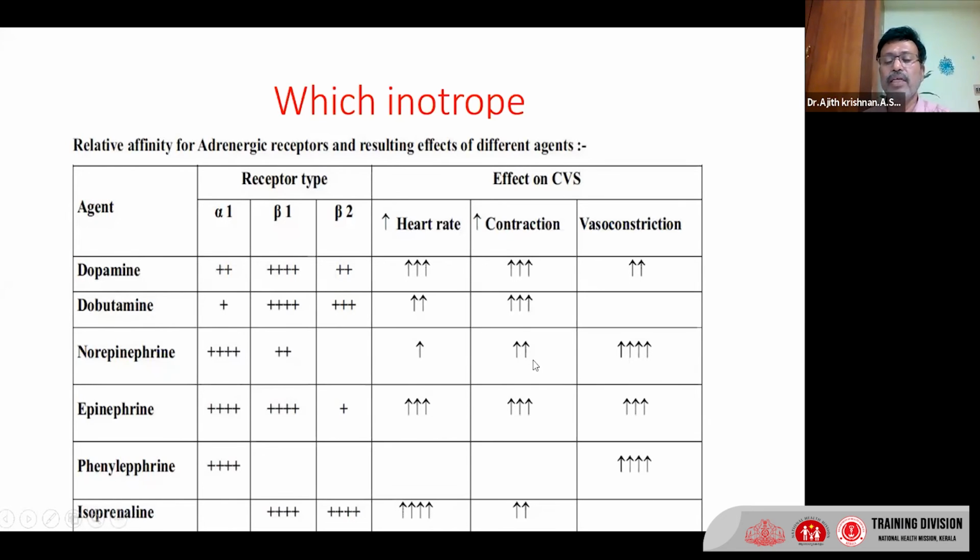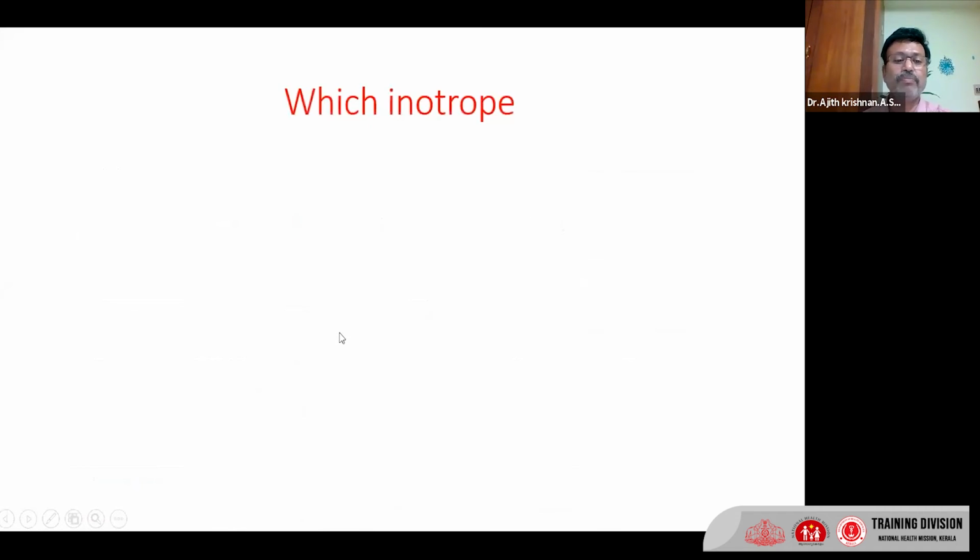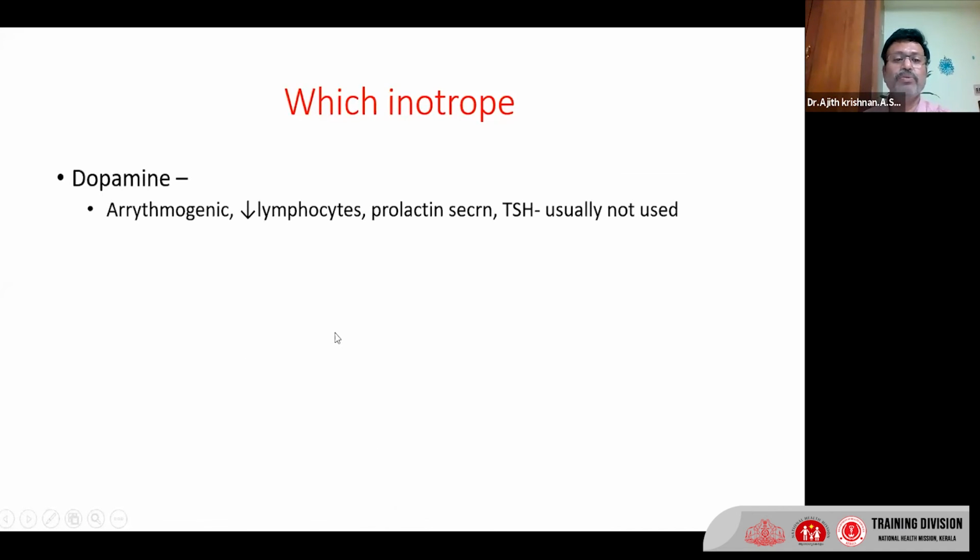That is, when there is a need to increase the peripheral vascular resistance. In warm shock, you can use norepinephrine. So this is the dose. So which inotrope to use?